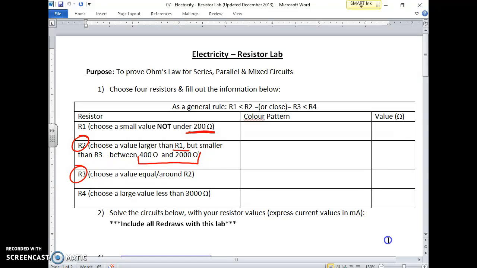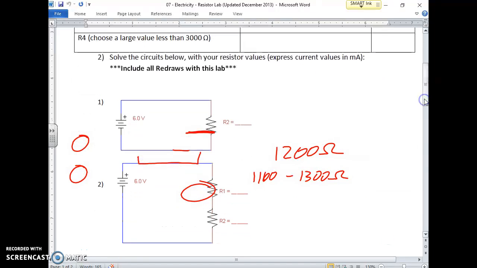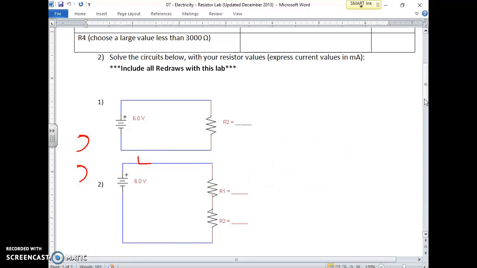So for example, if I found a 1200 ohm resistor here, I would want to find something, let's say, 1100 to 1300 ohms. And our last one is you want something that's larger than R2 and R3, but is less than 3,000. Now, once you've found that, what you're going to do is you're going to go through the rest of the lab. And you can see that you've got 5 examples right here, 5 labs for you to work through.